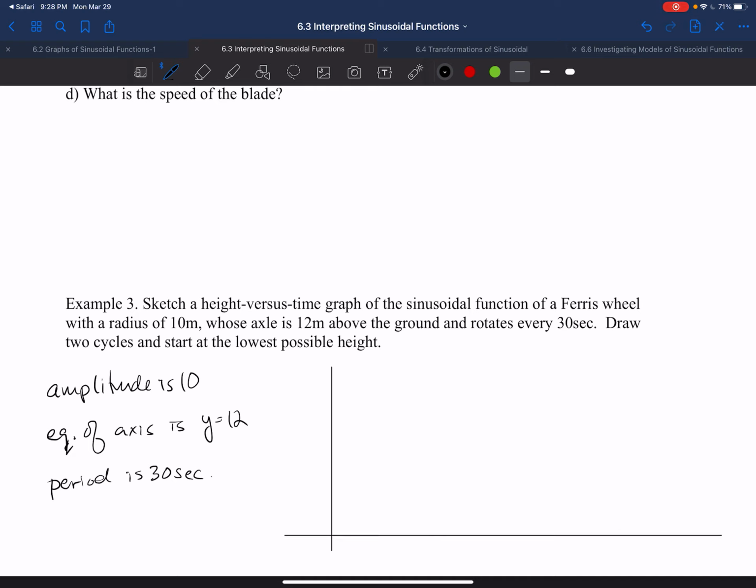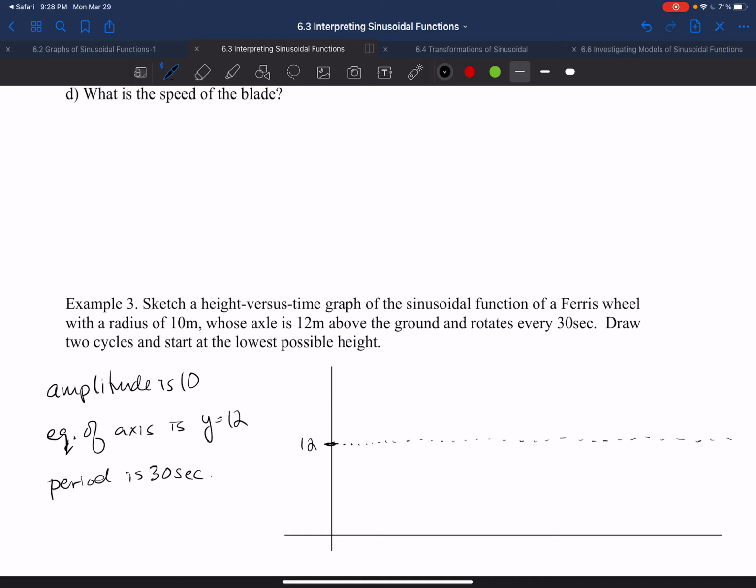So what I like to do is sort of map out what the graph is going to look like before I actually graph it. So I know that my equation of axis is at 12. So I will mark off 12. And you can draw a dotted line, because that's where the middle point is going to be.